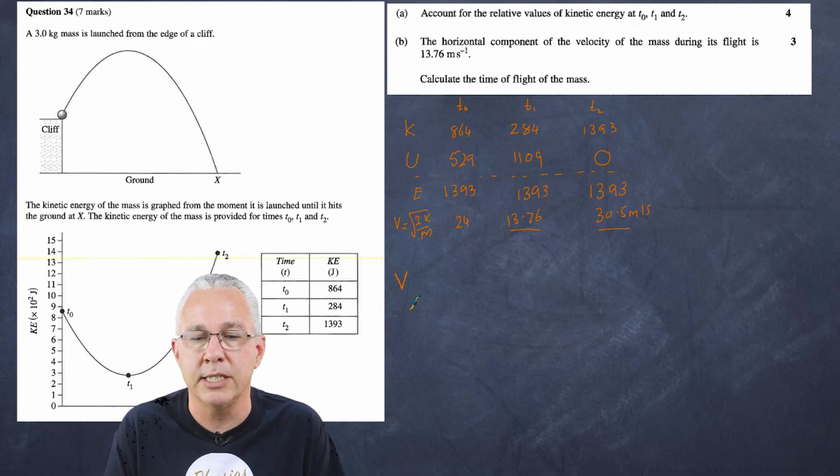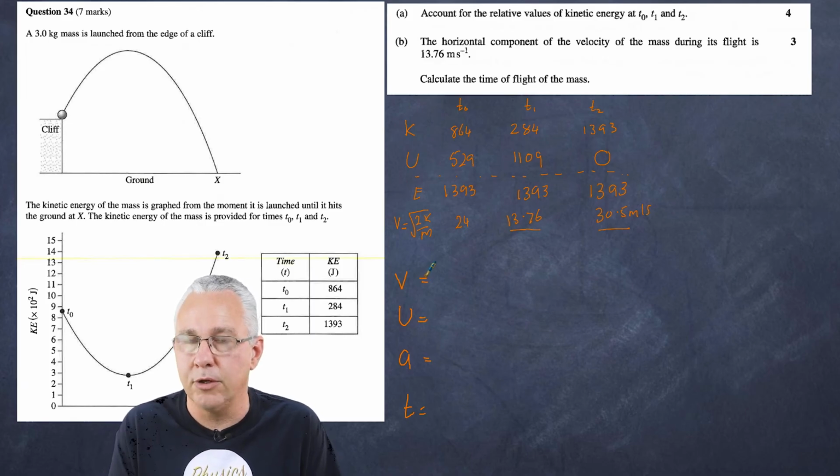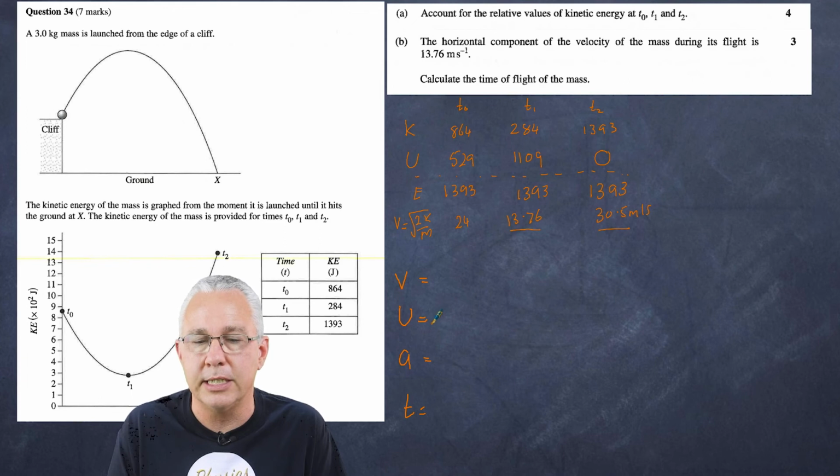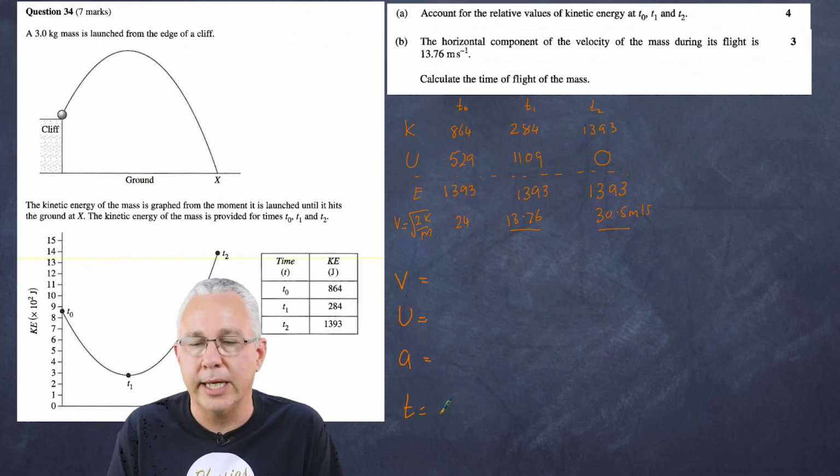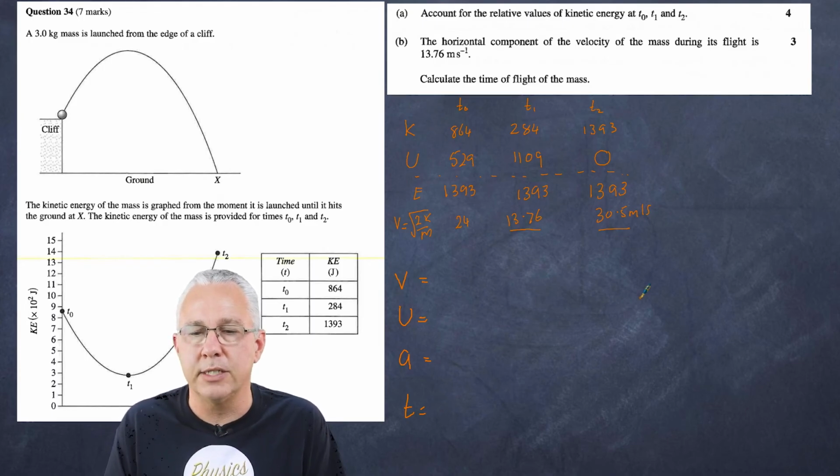Well, we need final velocity, we need initial velocity, we need acceleration and time. If I can work out the initial velocity in the vertical and the final velocity in the vertical, I already know the acceleration, it's 9.8 meters per second squared downwards. I can work out the time. But how do I work out the velocity? Well, we already have the velocities in terms of what their true velocity is. What we need is just the vertical component.